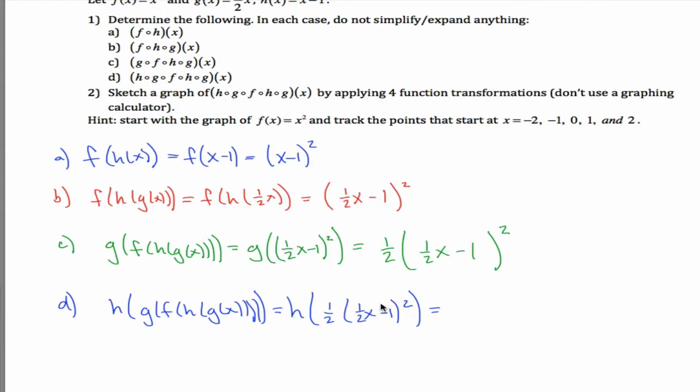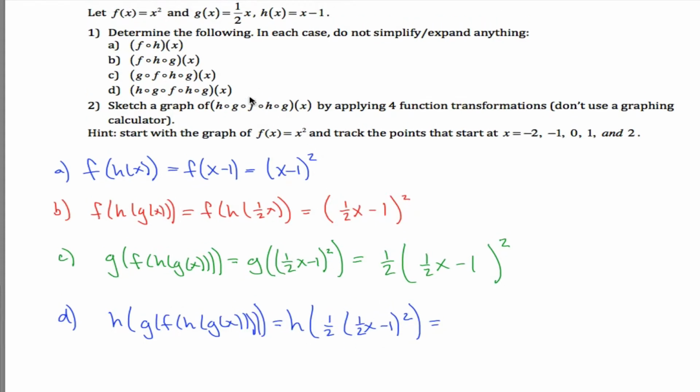So I can figure out h of anything. I'm given h of x up here, so to figure out h of anything, just replace the x with whatever the anything is. So in this case, instead of x minus 1, it's 1/2 times 1/2 x minus 1 squared, minus 1. So these are all the different functions. I could probably draw some arrows somewhere to make this easier.